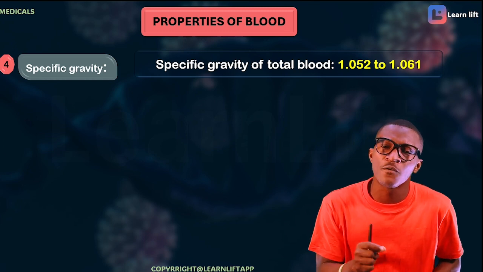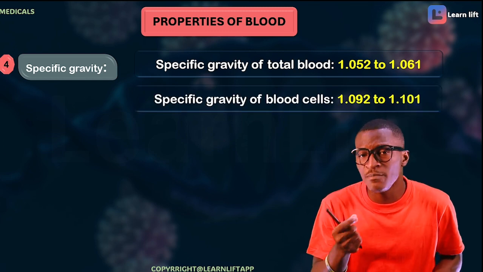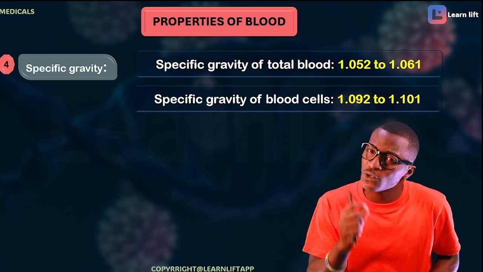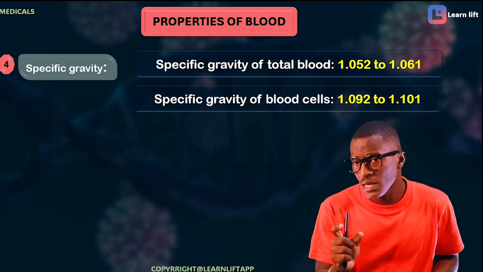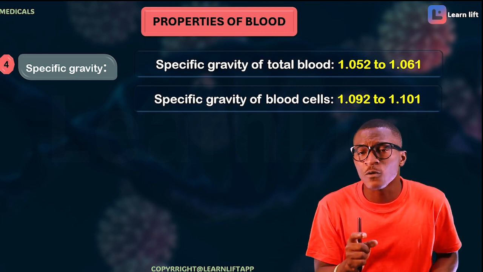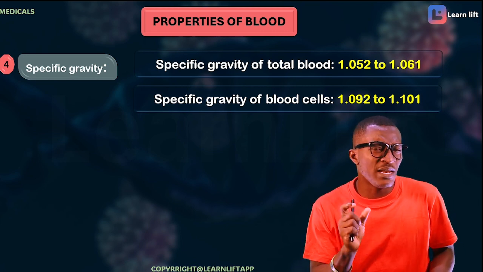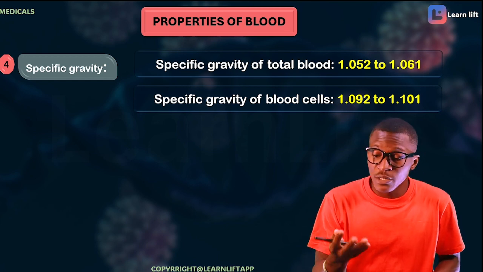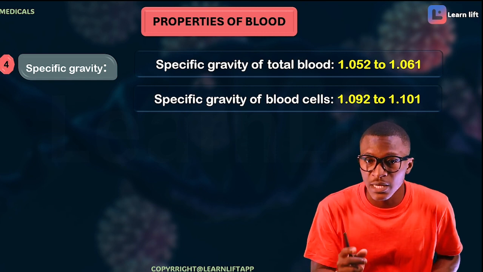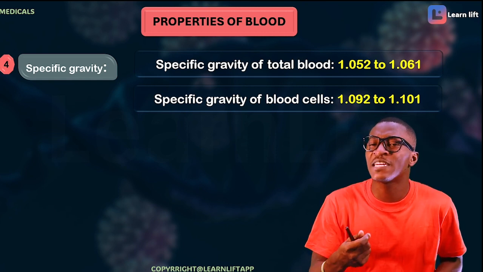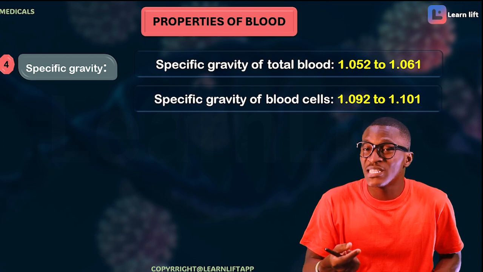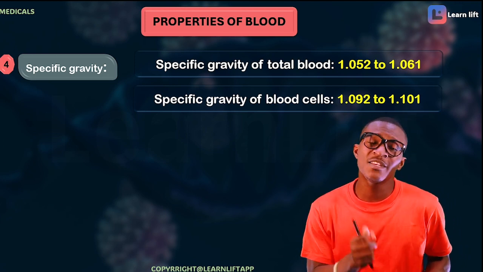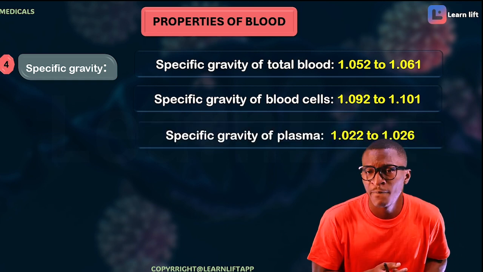Now this is the specific gravity for total blood. What's the specific gravity of red blood cells? It is 1.092 to 1.101, also a difference of 9. Now listen to me. When we say blood cells, majorly we have the white blood cells, the red blood cells, and the platelets. But majorly this specific gravity is of red blood cells, because among all of them, red blood cells are more. We're going to talk about that when we get to your PCV value. Then let's look at the specific gravity of plasma.